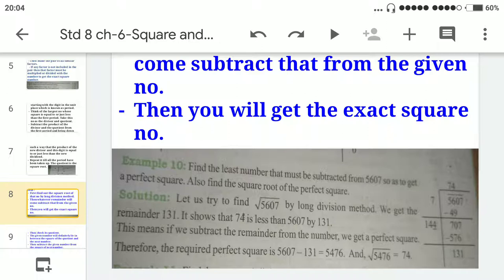So here the number is 5607. Do the long division method. Then in the quotient it is coming as 74, right? And we are least bothered about the quotient. Simply see the remainder here. The remainder is now 131.